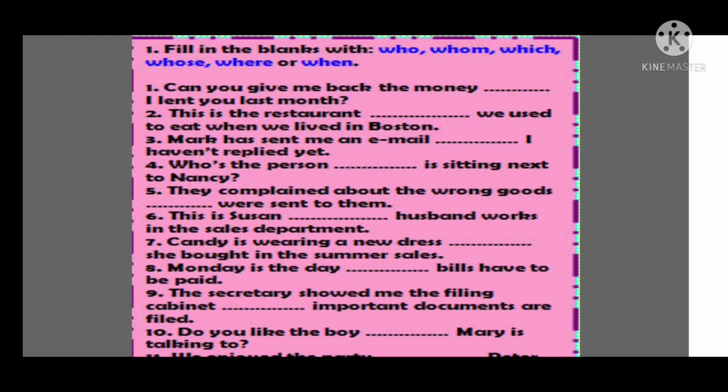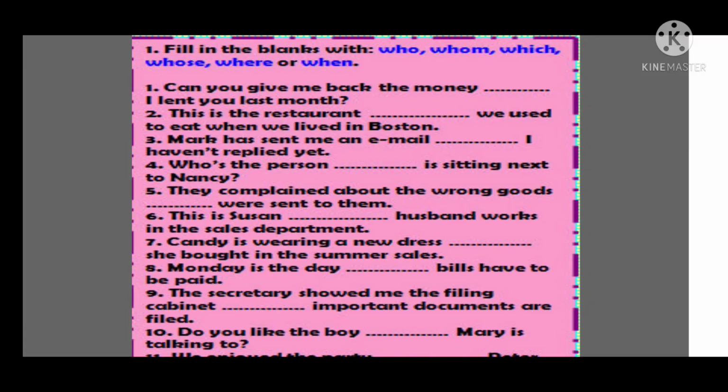Candy is wearing a new dress which she bought in the summer sales. Monday is the day when bills have to be paid. Secretary showed me the filing cabinet where important documents are filed. Do you like the boy whom Mary is talking to? Children, you have another list of questions here.